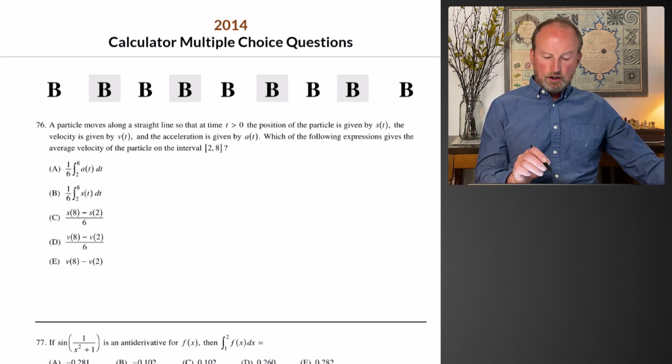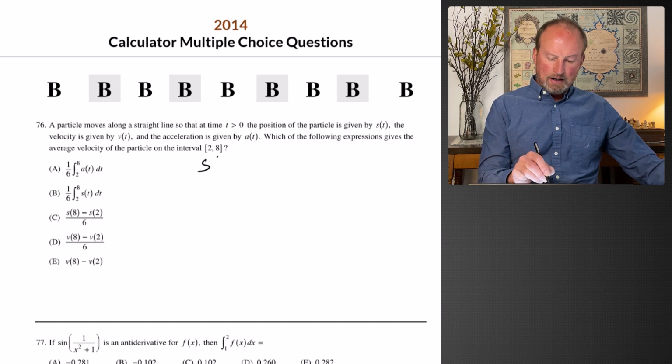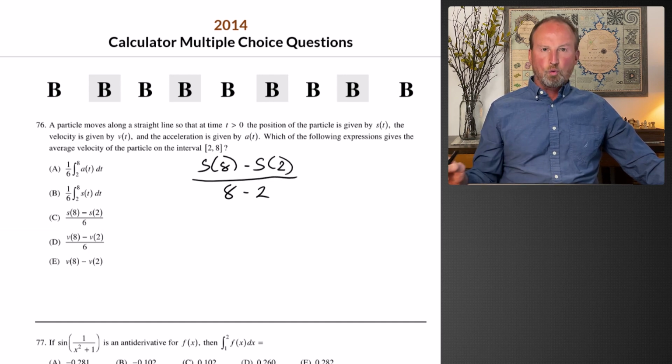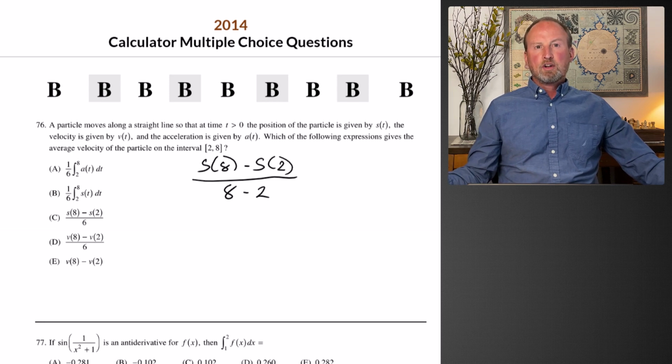So I could do change in position. So S of t. So in this case, S of 8 minus S of 2. Change in position over change in time. There's one way I could find the average velocity. I could also find the average velocity by doing an average value.